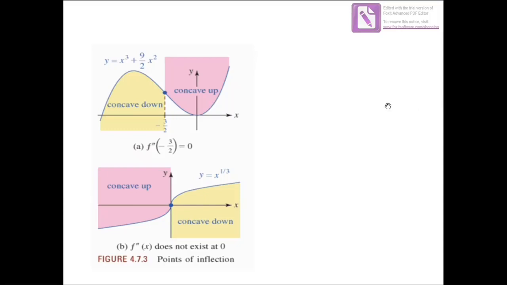Second derivative is equal to 0 or the second derivative does not exist, and both of them are inflection points. For the second derivative equal to 0, we have the previous example, y is equal to x cubed plus 9 over 2 x squared. Here the second derivative is equal to 0 at the point minus 3 over 2. For the second graph, the second derivative does not exist at 0, but the function has an inflection point at 0.